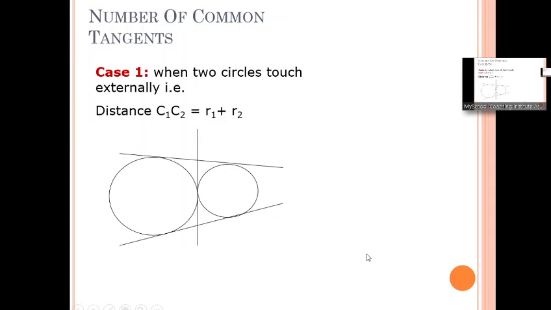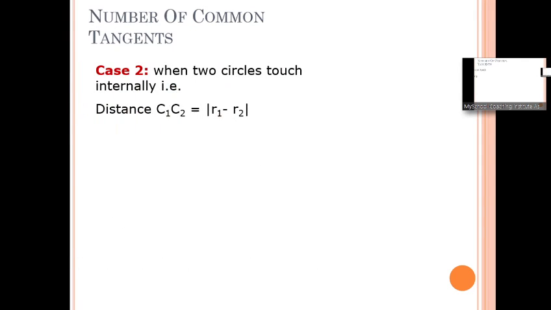अगर सर्कल एक्सटर्नली टच कर रहा है तो कितने कॉमन टेंजेंट्स आएंगे? 3 कॉमन टेंजेंट्स. ओके, आपको स्क्रीन में दिख रहा है 3 कॉमन टेंजेंट्स. So when two circles touch each other internally, then how many common tangents will be there? Only one common tangent. Okay, one common tangent.